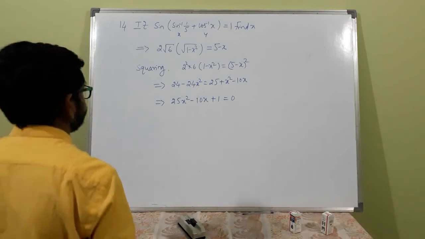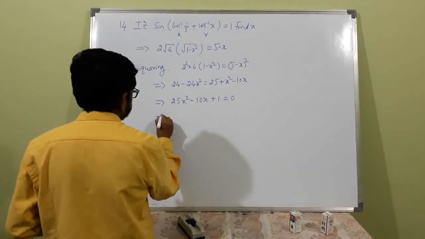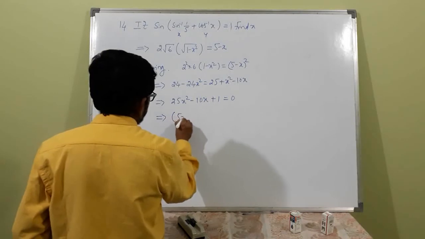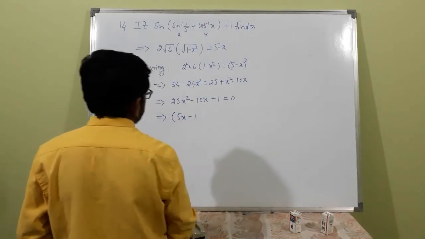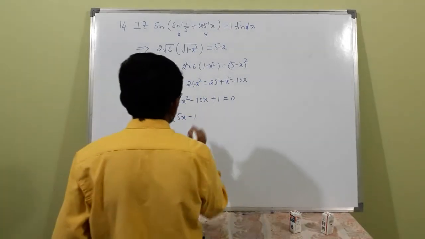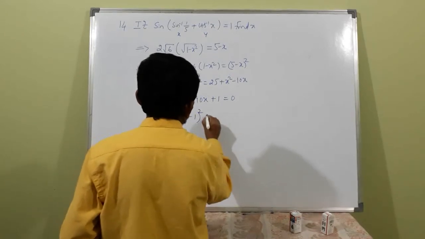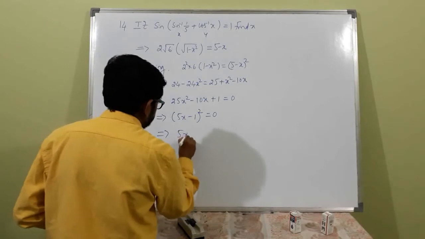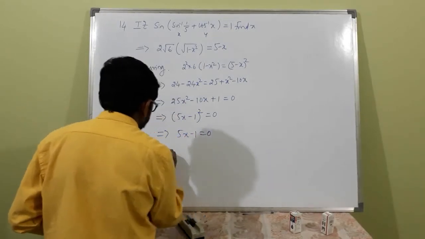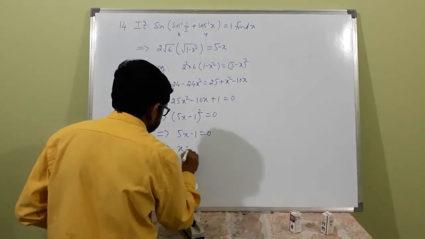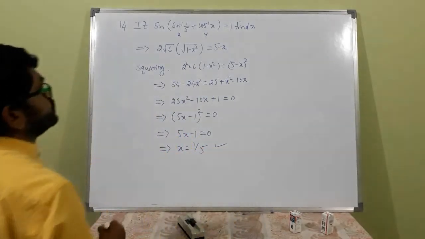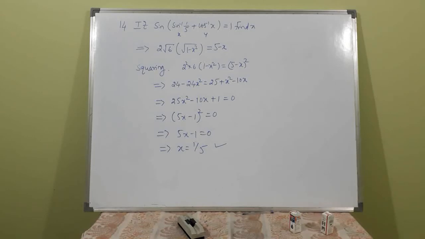Okay. This is 5x minus 1 whole squared is equal to 0, or 5x minus 1 is equal to 0. That implies x is equal to 1 by 5. x is equal to 1 by 5 is the required answer. You got it?